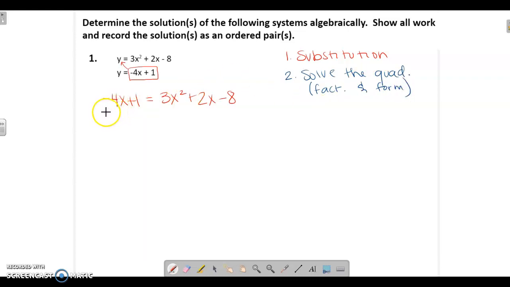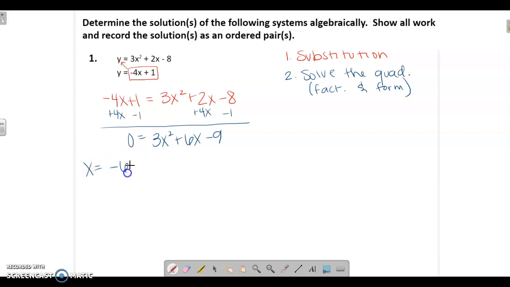If I'm using either of those, I need to get it set equal to 0. So I'm going to add 4x to both sides first, and I'm going to subtract 1 from both sides as well. So that means I get 0 equals 3x squared plus 6x minus 9. Choosing the path that you want, it's totally up to you. I'm going to use the quadratic formula just to review that.